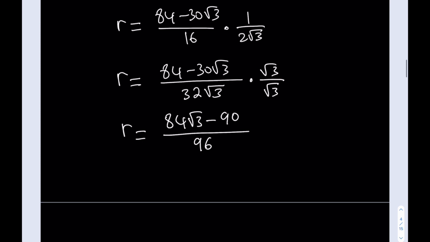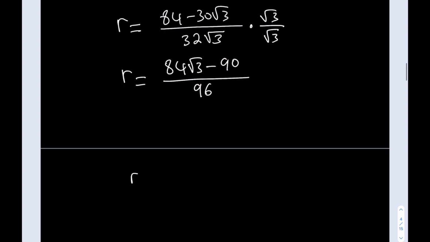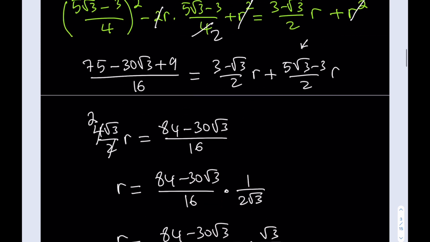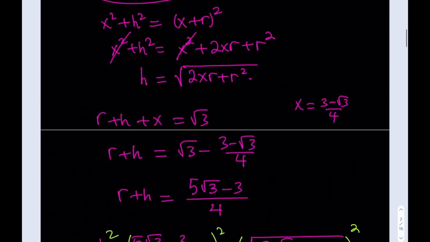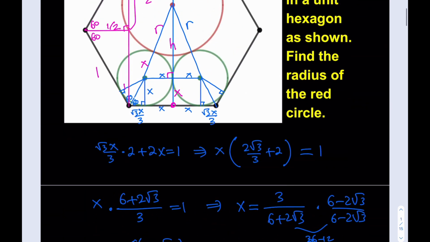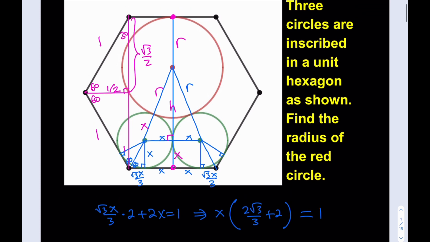I'm going to divide everything by 6. That's going to give me 14 root 3 minus 15 divided by 16. And that's going to be the radius of the, what? R is going to be the radius of the red circle. That's what we've been looking for.